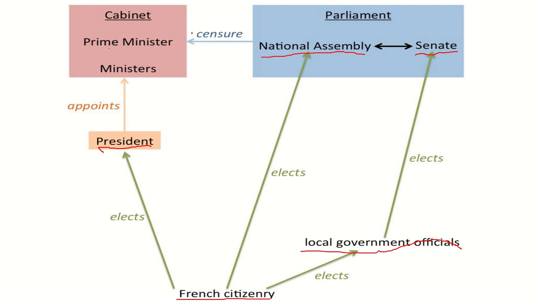Then after this, the President appoints the Prime Minister and the other ministers. The National Assembly and Senate also play a major role in appointing or electing the Prime Minister and other ministers for the cabinet.